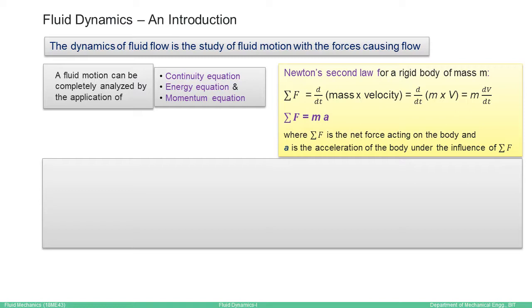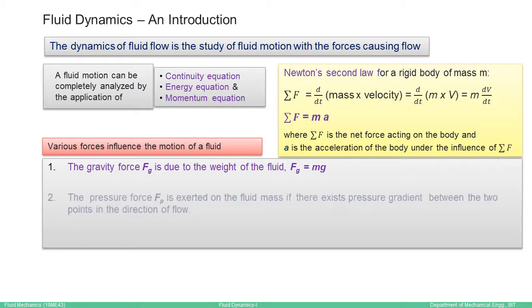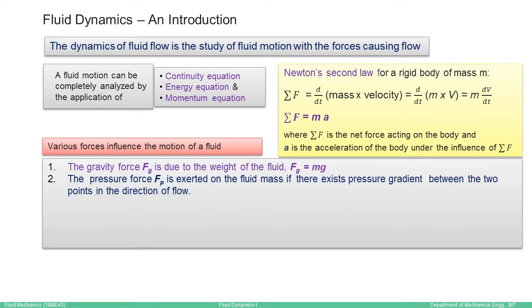And the various possible forces that may act on a fluid element are listed like this. First, the gravitational force, that is due to its weight, which can be equated to mass into acceleration. And flow work gives us the pressure force. When there is a flow, or when there is a pressure gradient, there will be a pressure force associated with this, and we'll consider that.